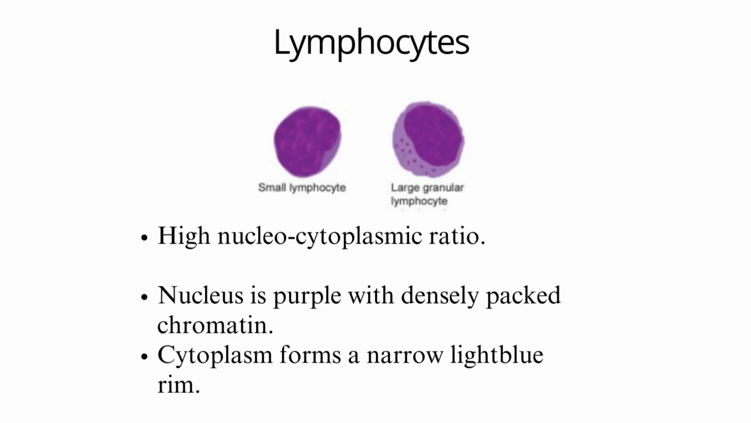Now coming to the next cell, which is lymphocyte. Like I said, they can be small lymphocytes and large granular lymphocytes. Here the NC ratio is much higher. They're much better visible under light microscopy. The nucleus is purple with densely packed chromatin, and the cytoplasm forms a narrow light blue rim.